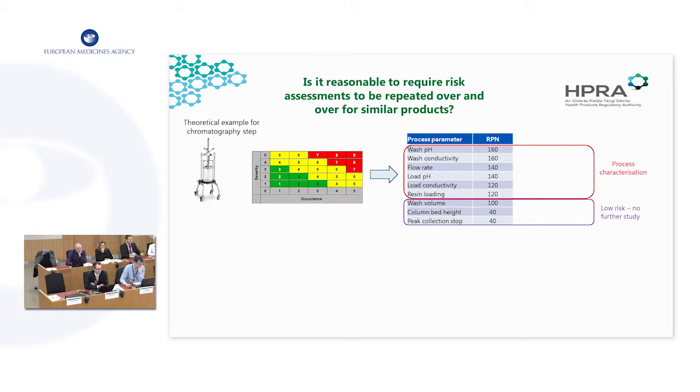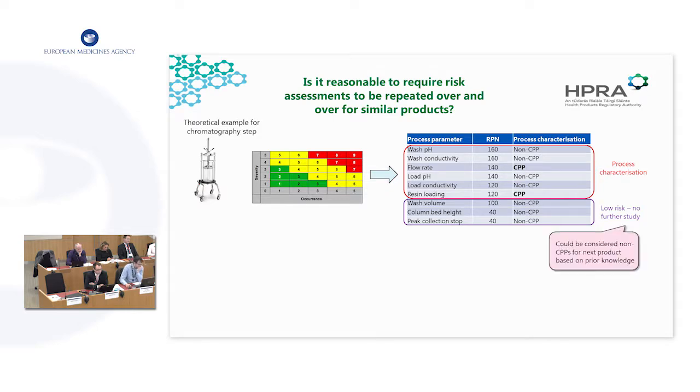And then for those that are over a certain cutoff, you may do some process characterization studies to further study those. And the ones that are lower risk, you may say they're non-CPPs, and we will do no further in-depth study on those. And on the basis of that process characterization, then you might decide some are critical and non-critical because you have additional, maybe small-scale data to justify that.